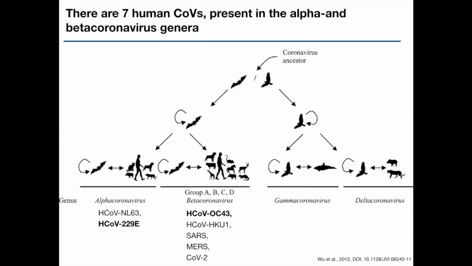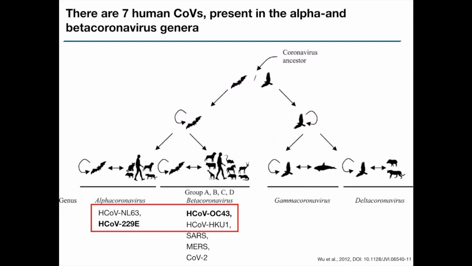We know of 7 human coronaviruses. These are present in 2 of the 4 known genera of coronaviruses, the alpha coronaviruses and the beta coronaviruses. The 4 circulating strains of human coronavirus are shown boxed in red here. There are 2 that we've known about for a long time called 229E and OC43.